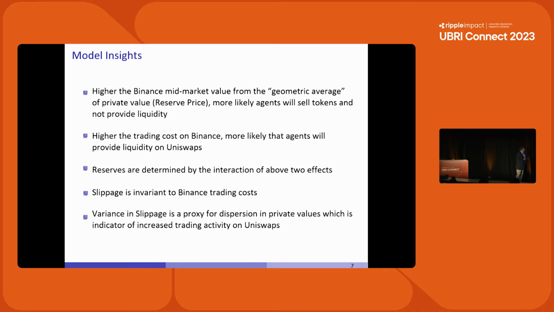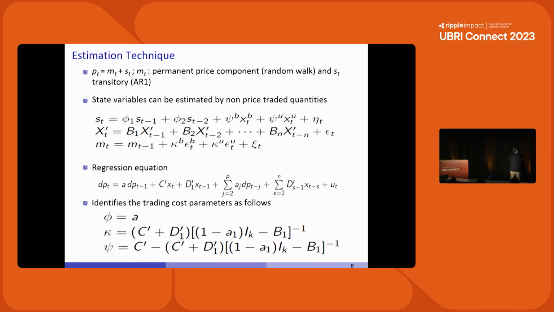So with that, our challenge is to estimate trading cost on Binance, and then we want to take that trading cost estimation and compare it to Uniswap's, and show whether our model predictions are correct. The main one is that higher trading cost on Binance means higher reserves are posted on Uniswap, and we want to show that in the data. So how do we calculate trading costs on Binance?